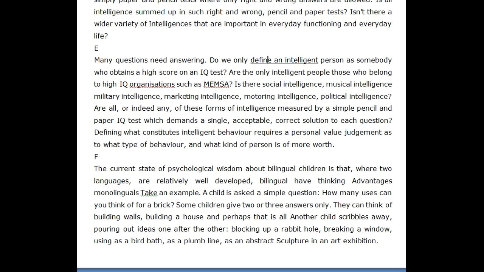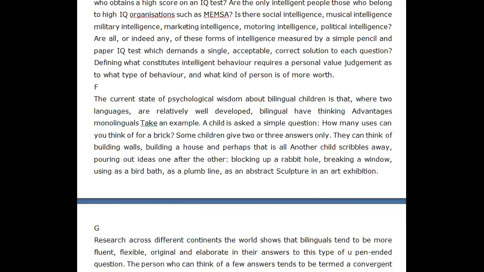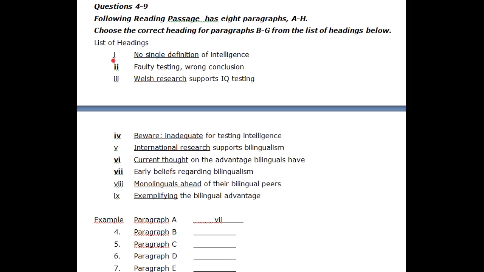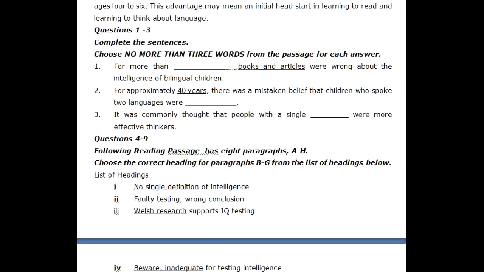Again, we have it in the very first sentence: no single definition of intelligence. This is what we got. This is the answer of E. So now you have only these options left: research supports IQ testing, international research supports bilingualism, monolinguals ahead of bilinguals, and exemplifying the bilingual peers. And we are going to read F.